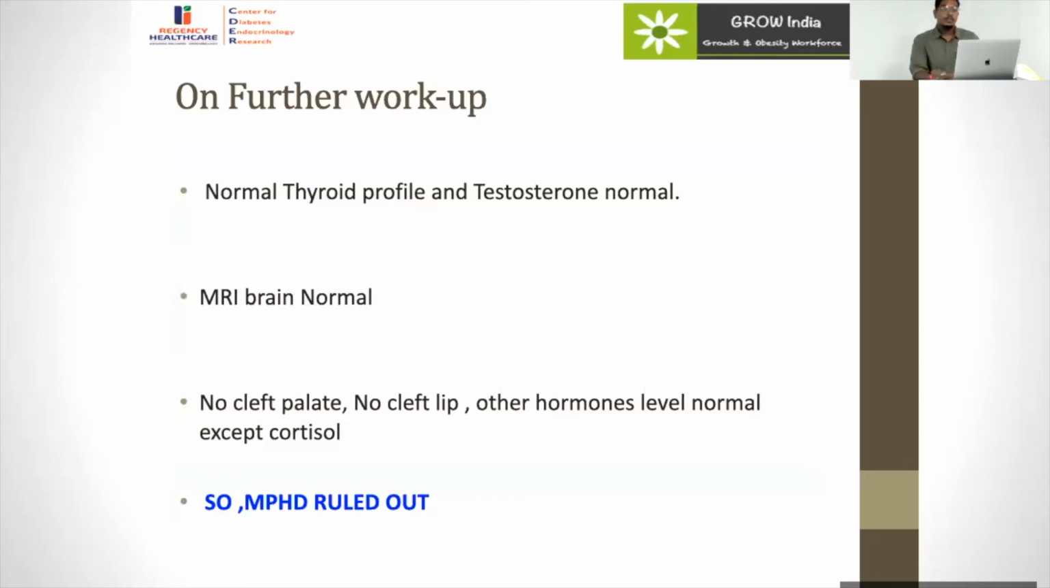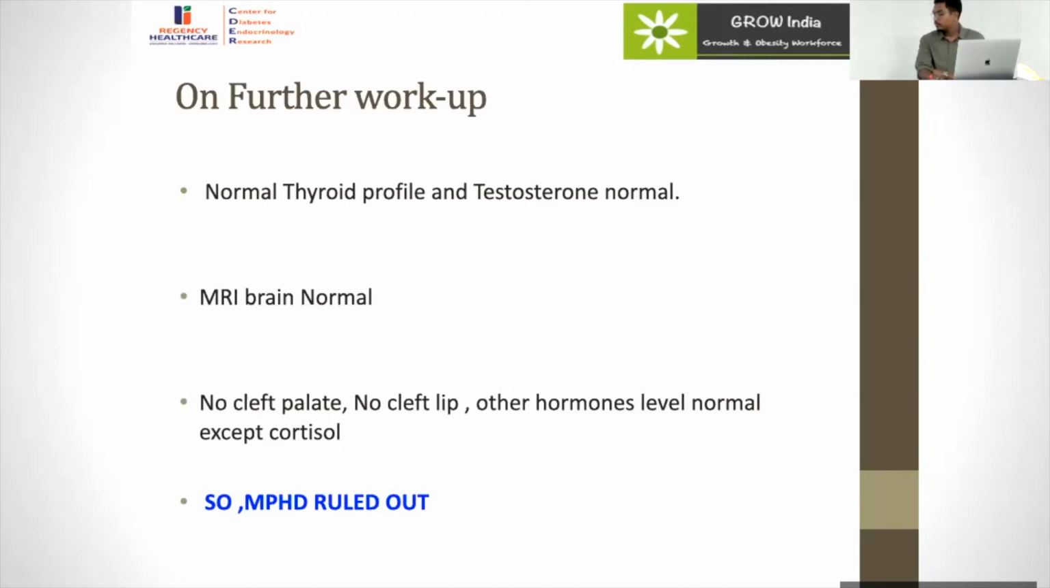So for further workup, we did thyroid profile and the testosterone, which is normal. So what do you mean by normal testosterone at this age? Sir, it is having the mini puberty, so it was very high. It was like 7 nanogram per ml, I believe. And LH was also high. Yeah. So this basically means he was well into mini puberty. This is for emphasis, that it was in a good pubertal range, so it excluded hypogonadotropic hypogonadism.